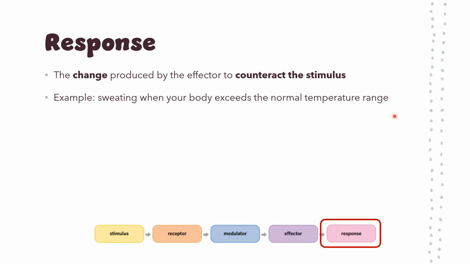We were too hot. So our body is going to try to do something to counteract that stimulus, to make our body go in the opposite direction. And sweating is the response that it produces. This cools us down, counteracting the stimulus of our body being too hot. And so we are brought back to homeostasis. Our body is brought back to a normal range, and we can maintain that stable internal environment.